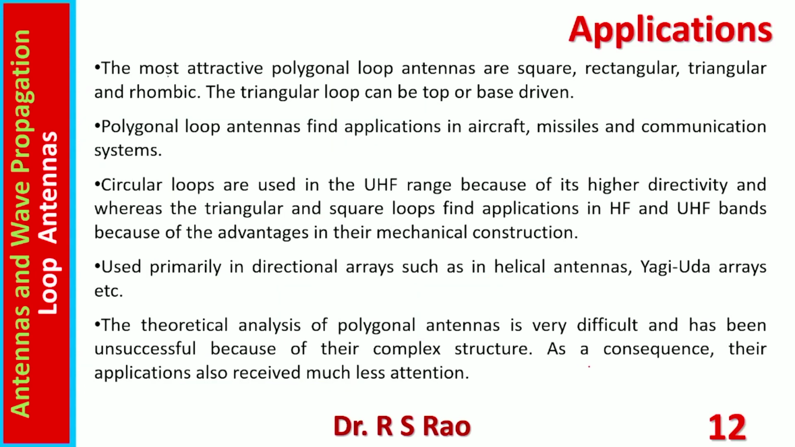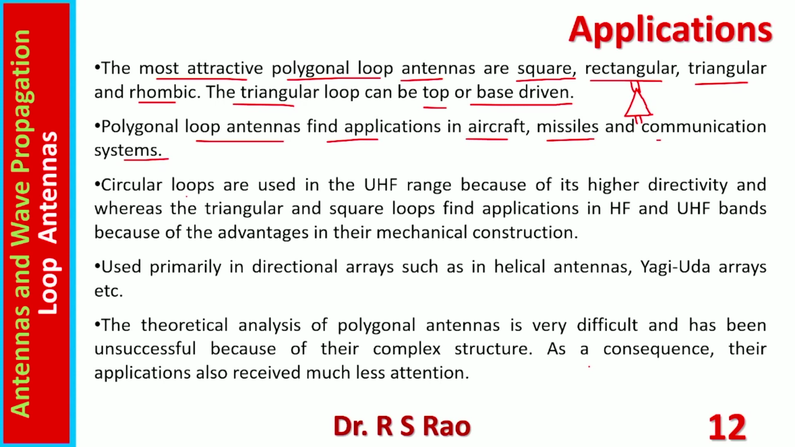Some more points. The most attractive polygonal loop antennas are square, rectangular, triangular, and rhombic. The triangular loop can be top or base driven. What does it mean? This is a triangular loop. It can be driven from the top, meaning from somewhere here. It can be driven from the base, meaning somewhere here in the middle. Polygonal loop antennas find applications in aircraft, missiles, and communication systems.